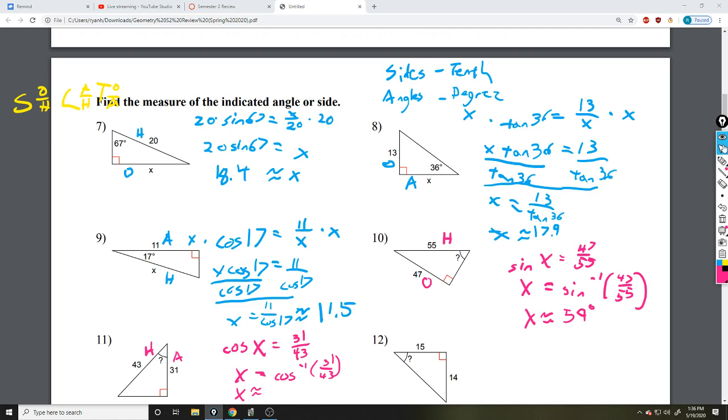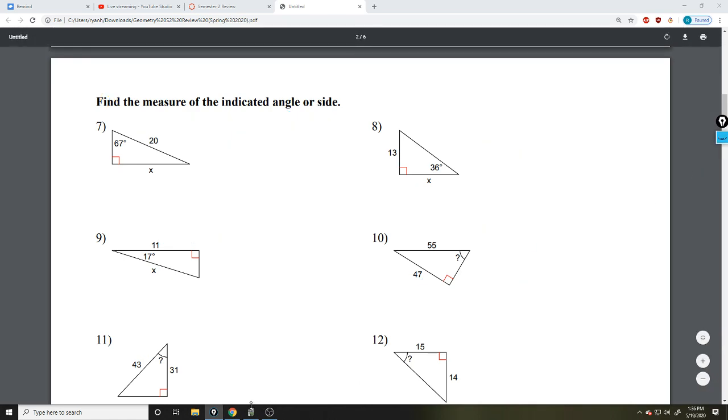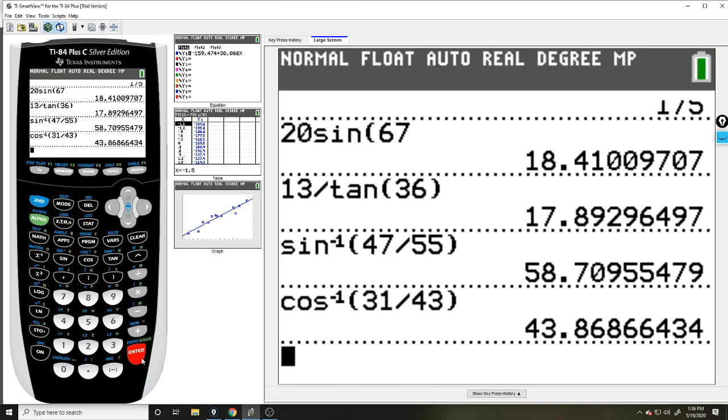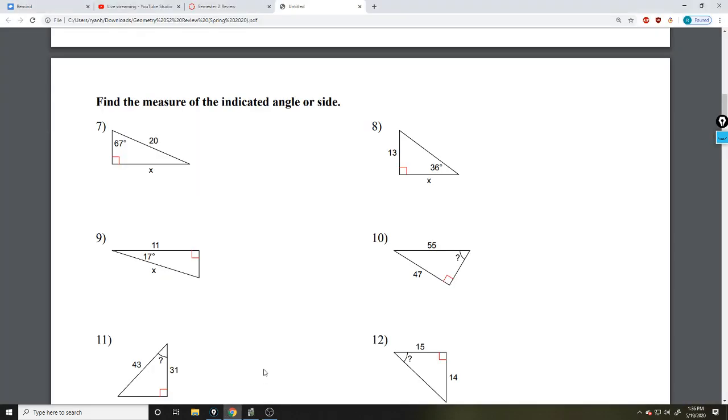Approximately, second cosine, then 31 over 43. Close parentheses. 43.8, so we're going to round it up to 44.